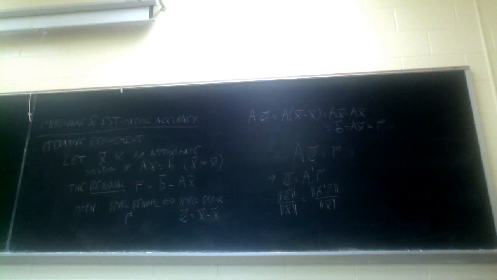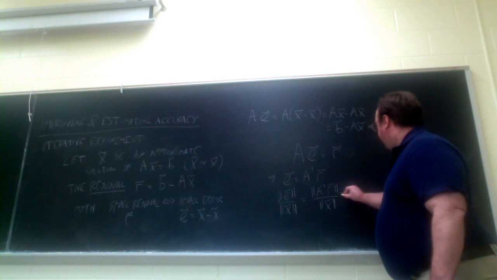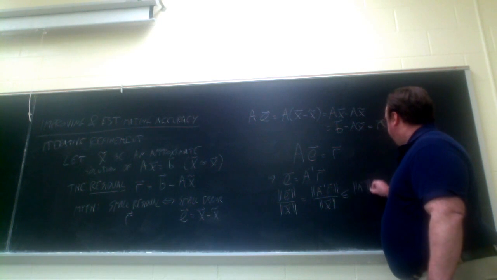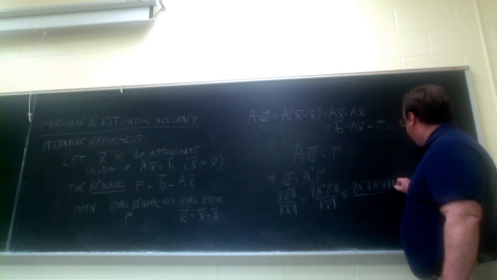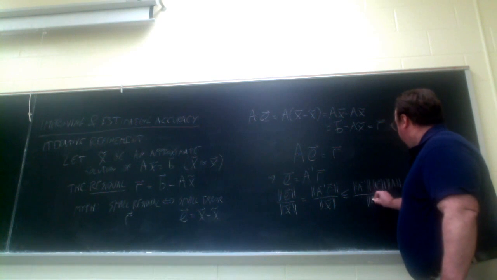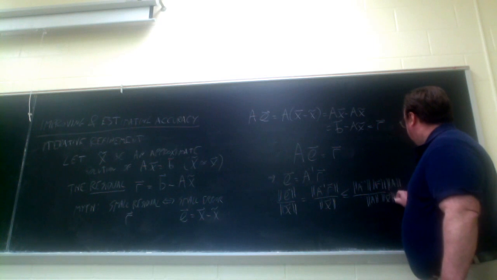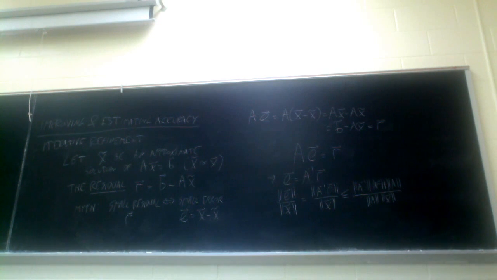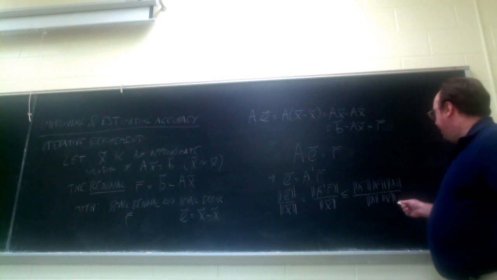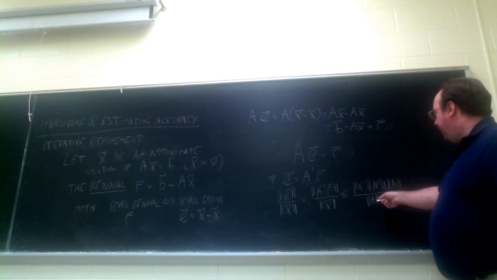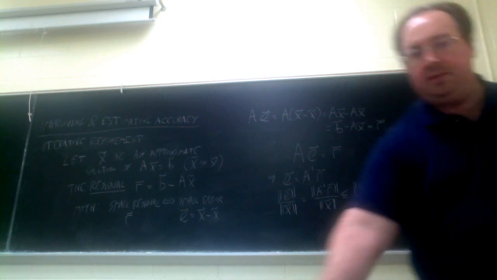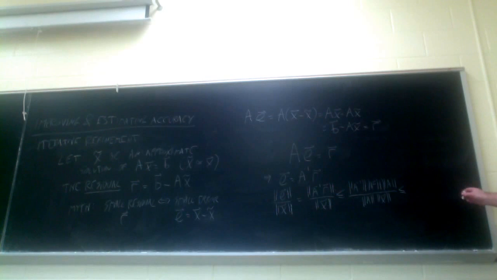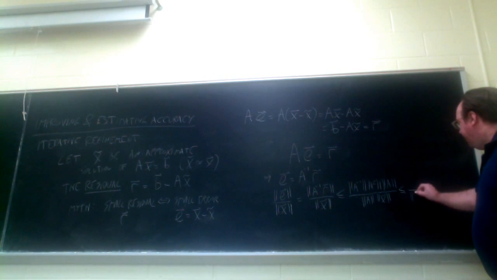And then I'm going to, so this is less than or equal to norm of A inverse, norm of R, and then I'm going to multiply and divide by the norm of A. Okay. Now, I've done this before, but I can combine these since it's a less than or equal to, and have B down below.